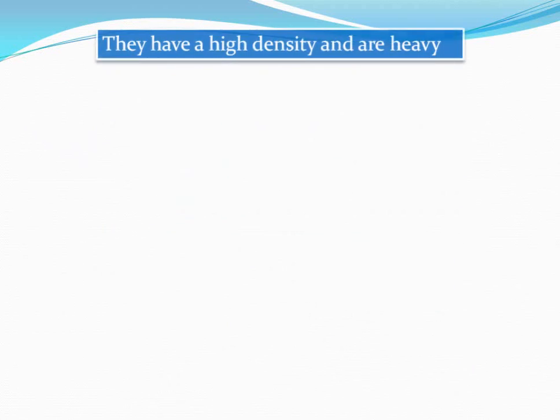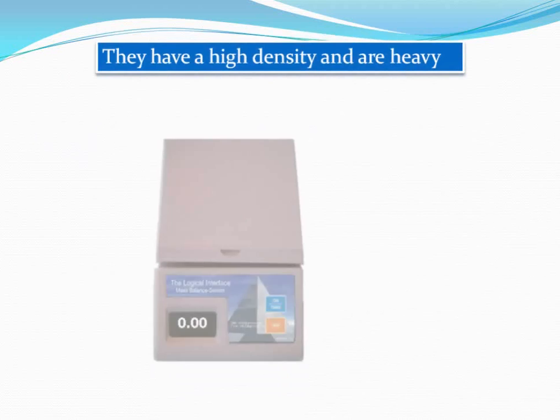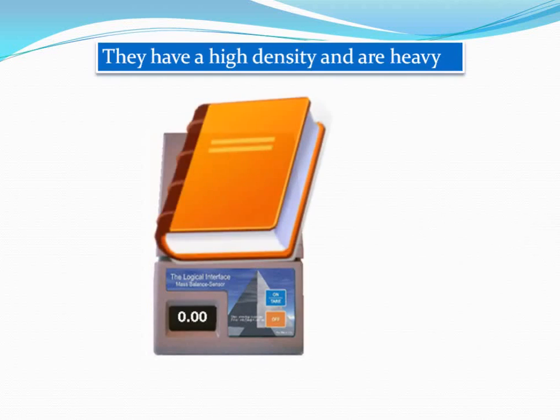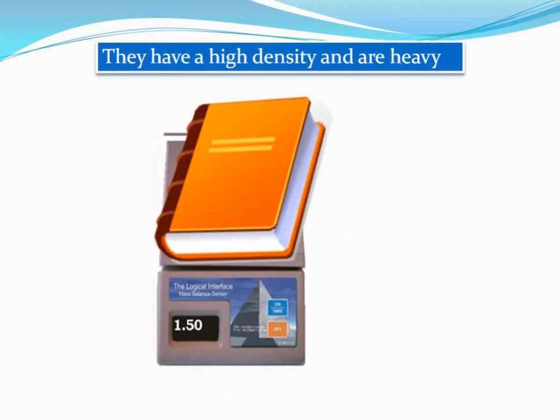Then of course solids have another property. Solids in general have a very high density and they are very heavy. If you weigh an average book, its weight might be something around 1 kg. This book, for example, which is so thick, weighs 1.5 kilograms, as you can see from the mass balance. The point is that solids in general are very heavy and they have very high density. Density refers to the mass per unit volume of a substance. So, how much does 1 meter cube of a substance weigh, or how much does 1 liter of a substance weigh? That's what density means.